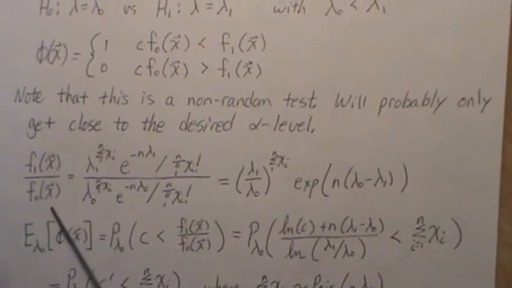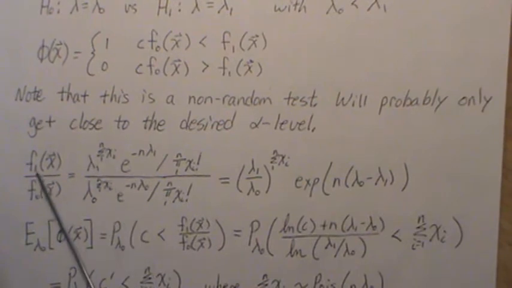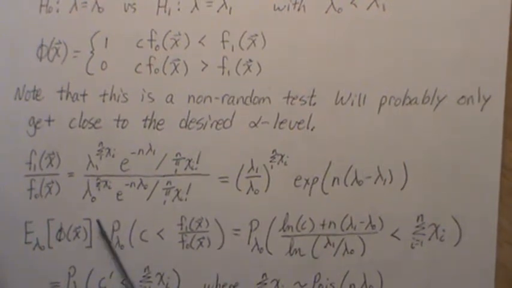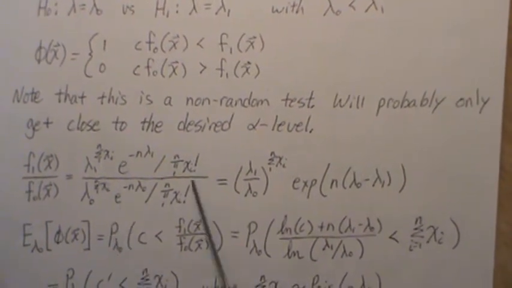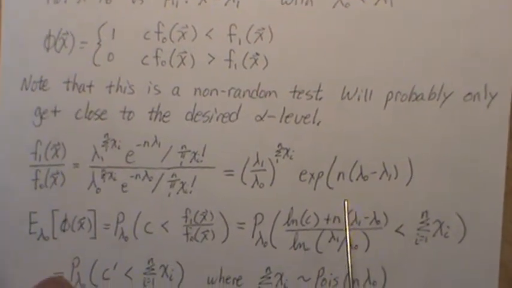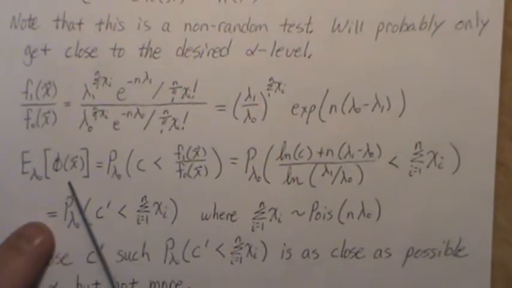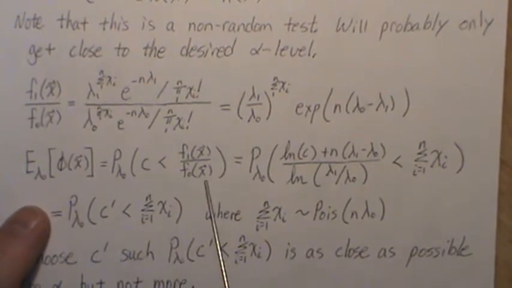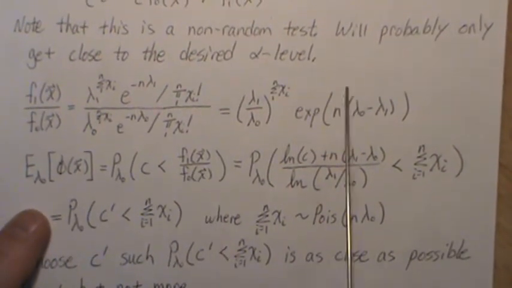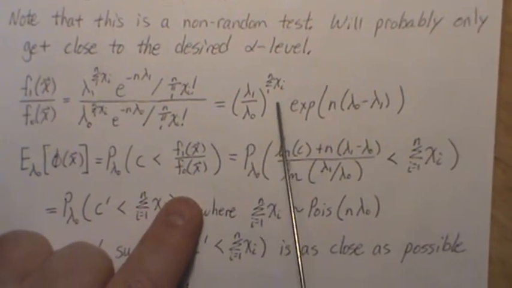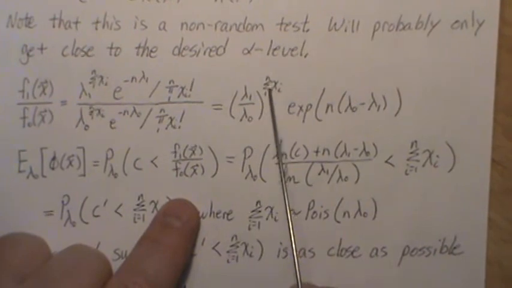So let's look at the likelihood ratio. We plug in lambda 1 in the numerator and lambda 0 in the denominator. Now things cancel, and so we get this ratio, and then we can bring the exponential up and we get this. Now, let's look at the expected value of our test function under the null hypothesis, which is this probability. It's the likelihood ratio, which we said was this, so we're going to put this in here, greater than C.